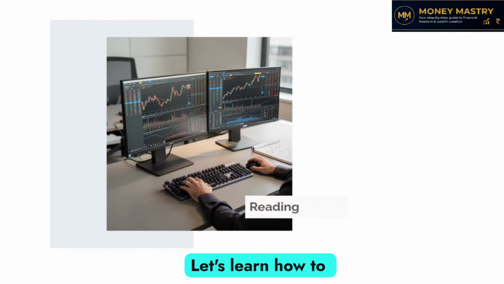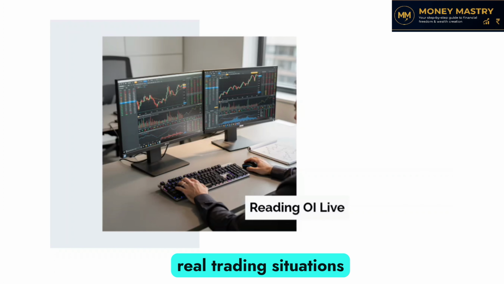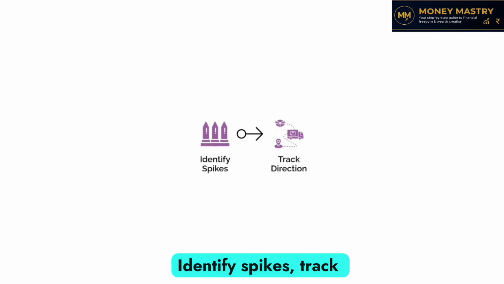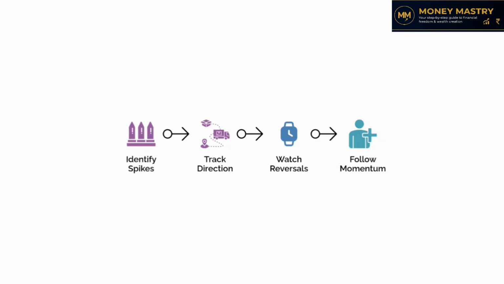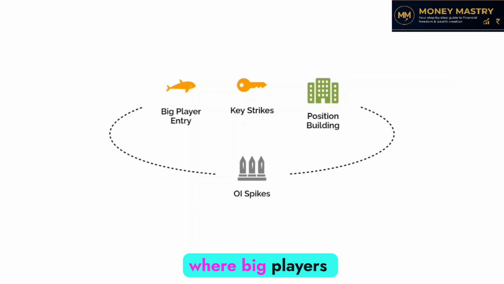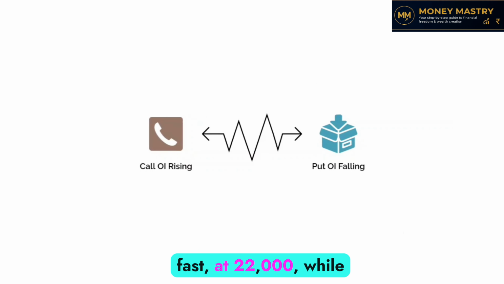Let's learn how to read OI flow live in real trading situations. Master this in 4 steps. Identify spikes, track direction, watch reversals, and follow momentum. OI spikes reveal where big players enter and which strikes they're building positions at. When call OI rises fast at 22,000 while put OI falls, bearish flow activates.